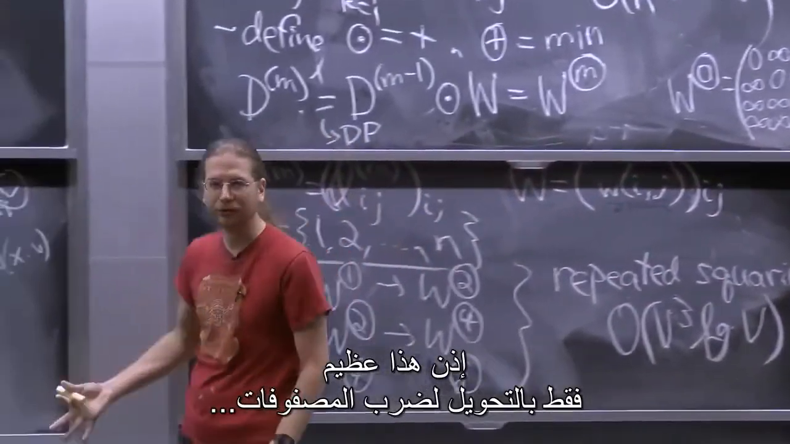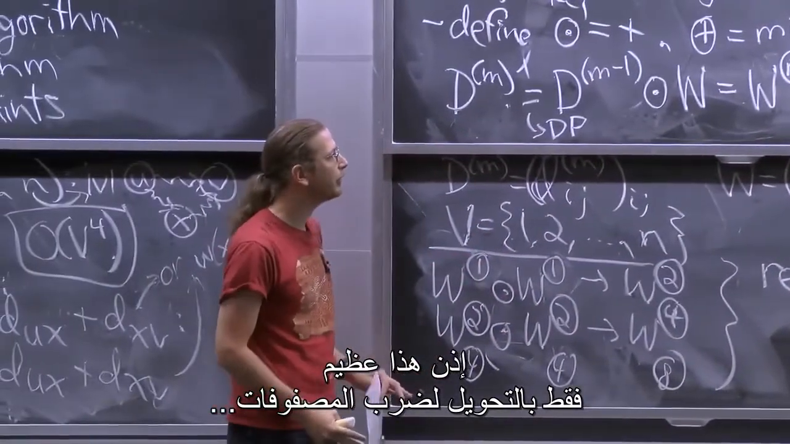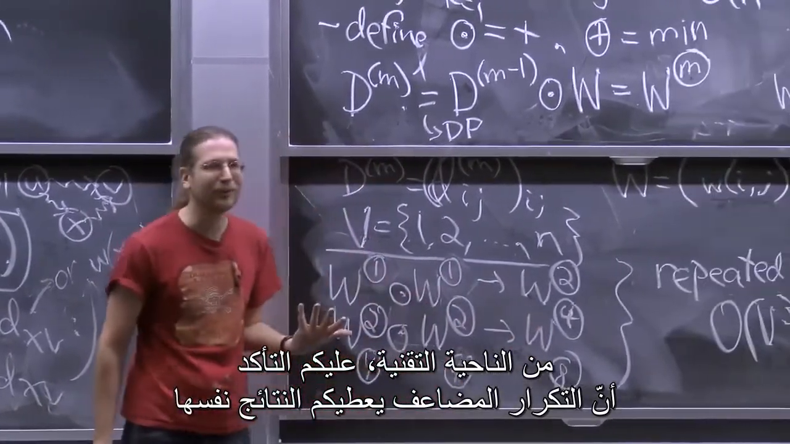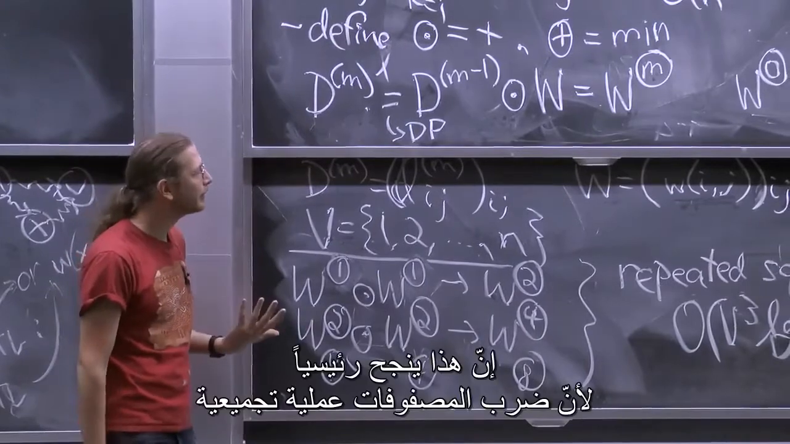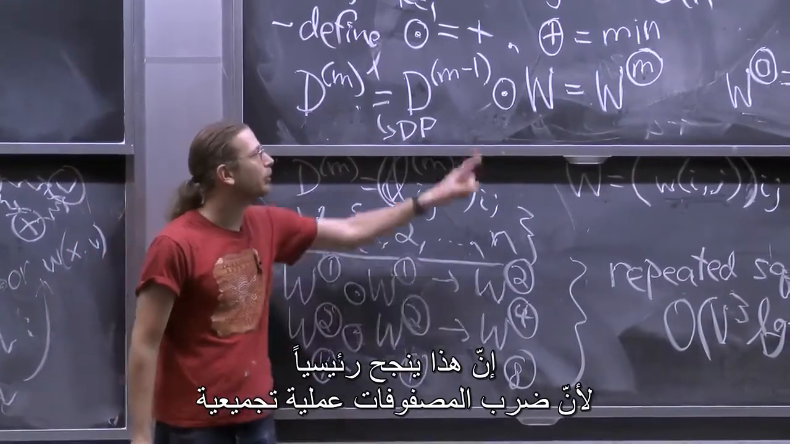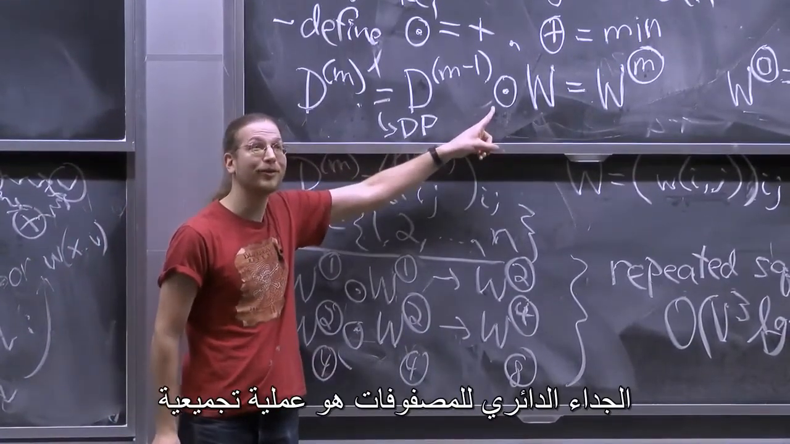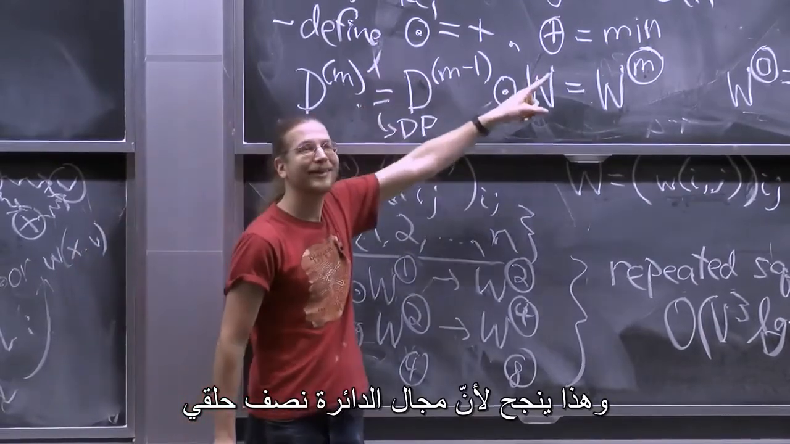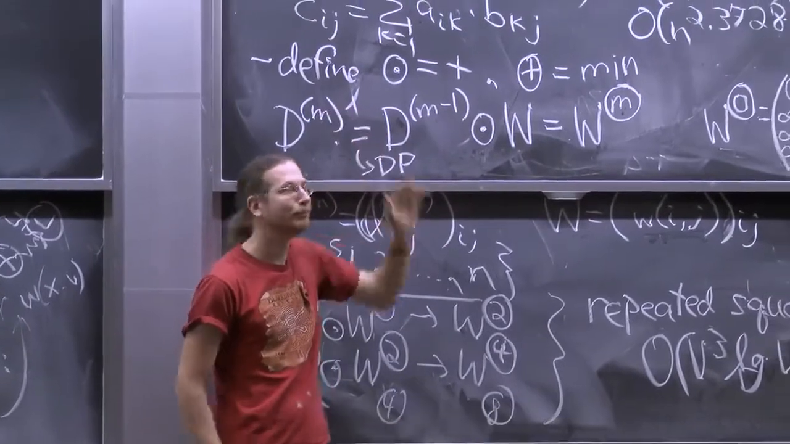So this is great, just by translating into matrix multiplication. Now, technically, you have to check that repeated squaring actually gives you the same result. Basically, this works because products are associative. Circle products of matrices are associative, which works because circle land is a semiring.